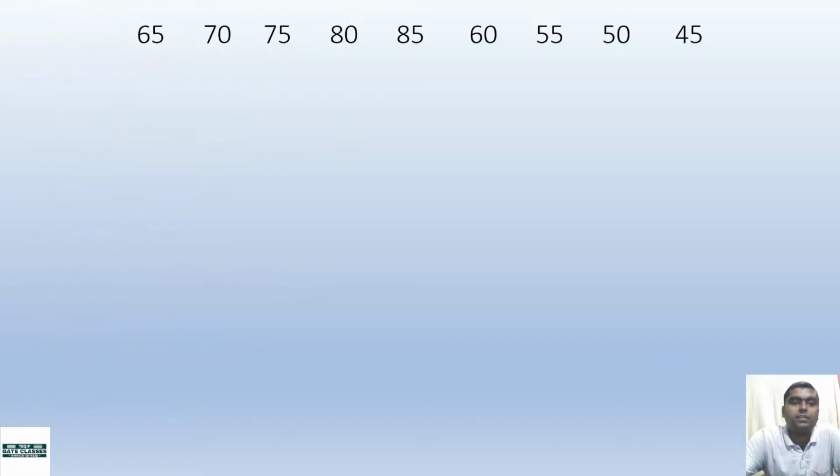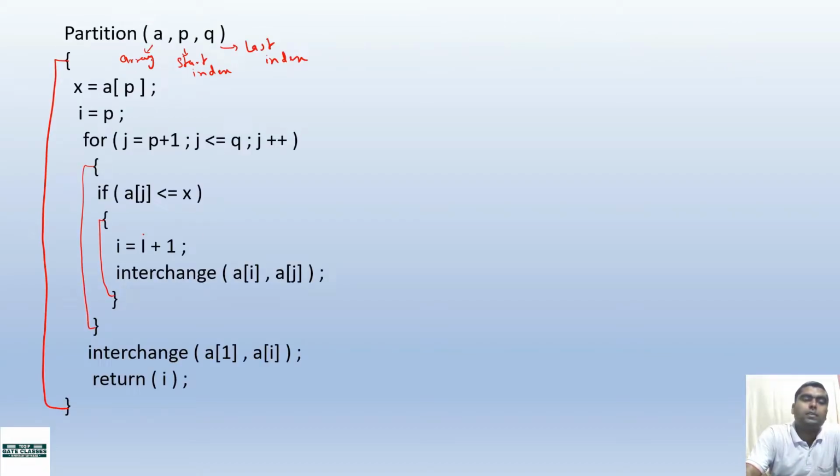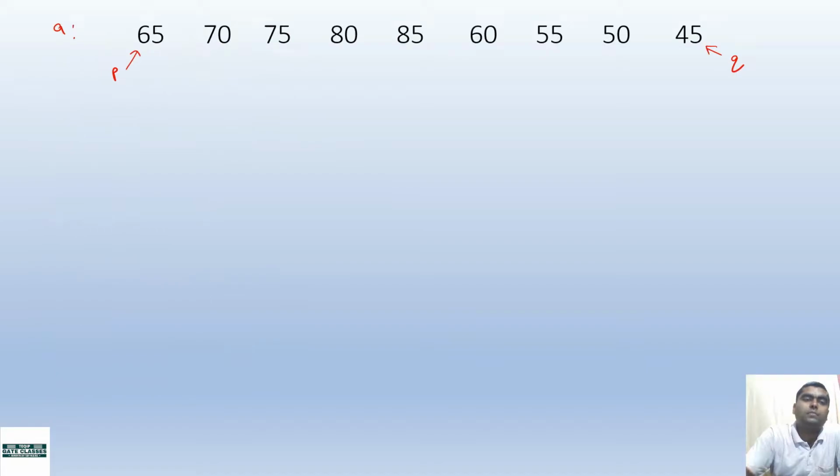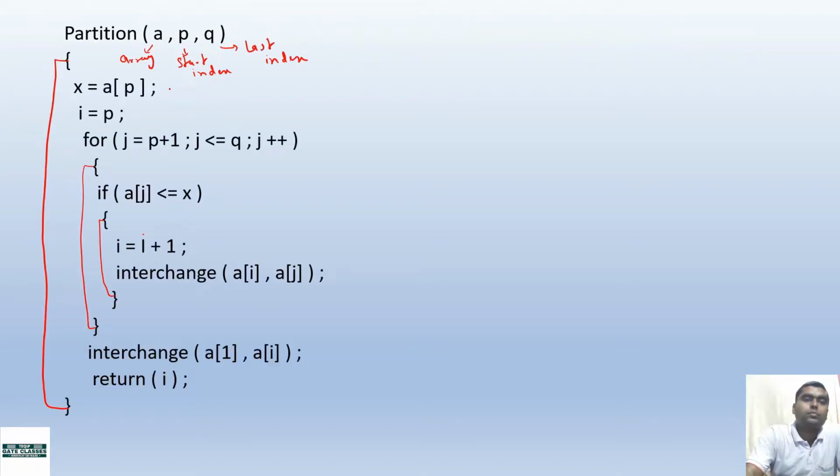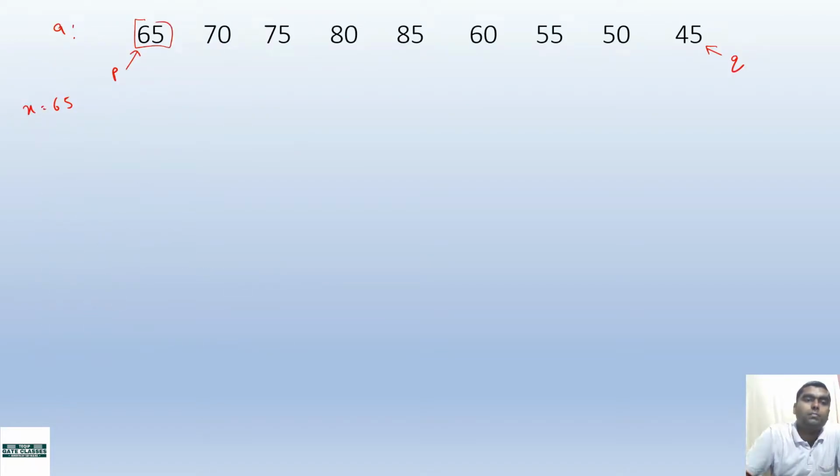Let us suppose this is your array a, and this is your p, and this is your q. Let us understand very carefully. So what we are doing in this algorithm is that the starting value, we are storing in x, so we are storing x equals 65, okay, meaning we are selecting this as x.